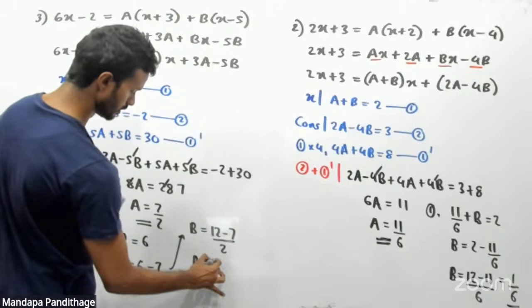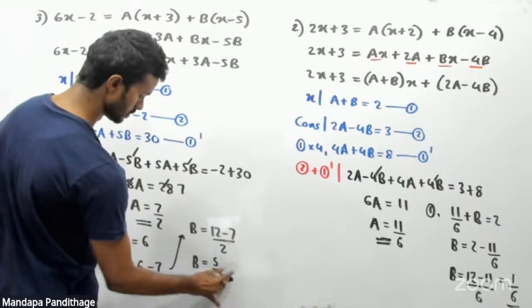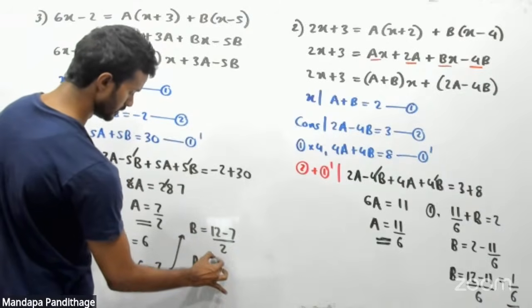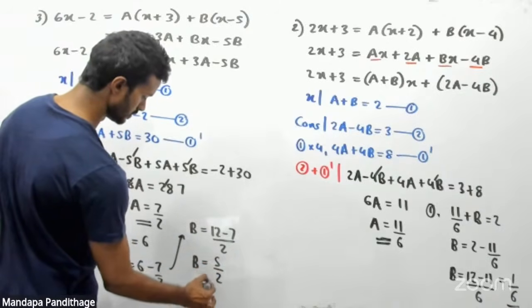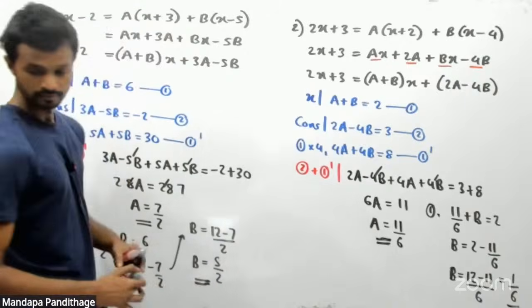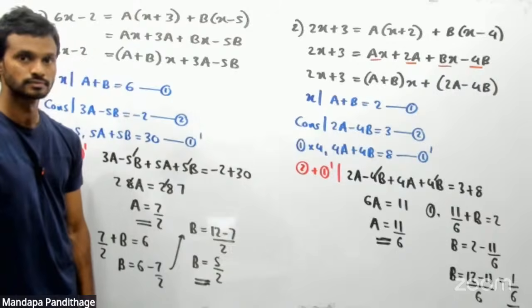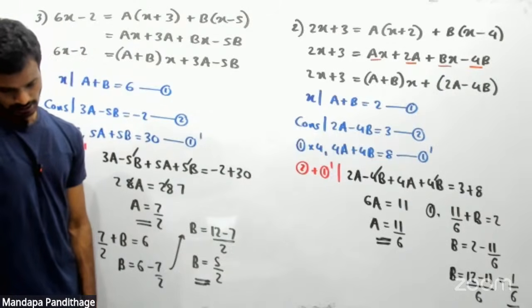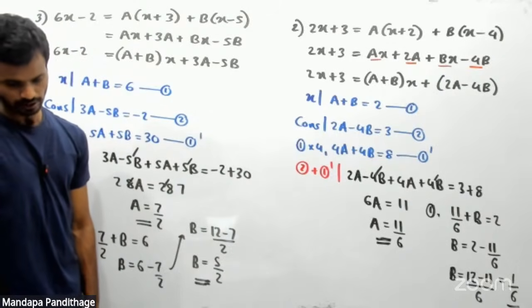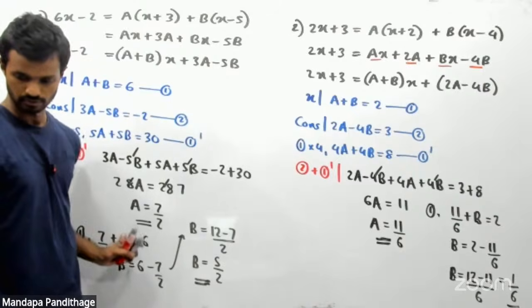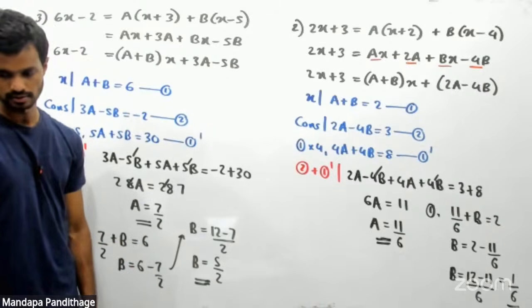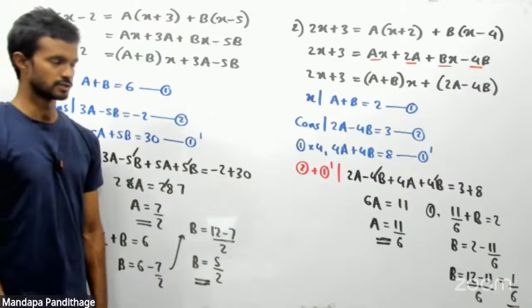Okay, b is equal to 5 over 2. So this is how you do this. Clear? b is equal to 5 over 2. Done. Good. Okay, now I can see the correct answer. Let's move on to the next method.